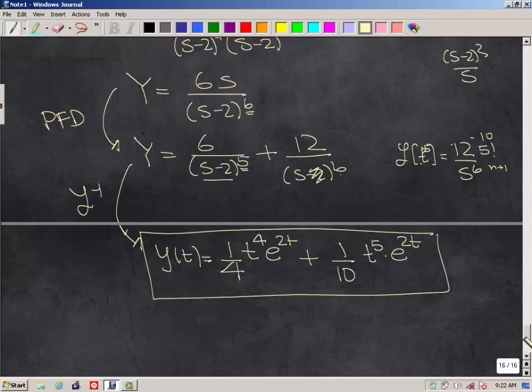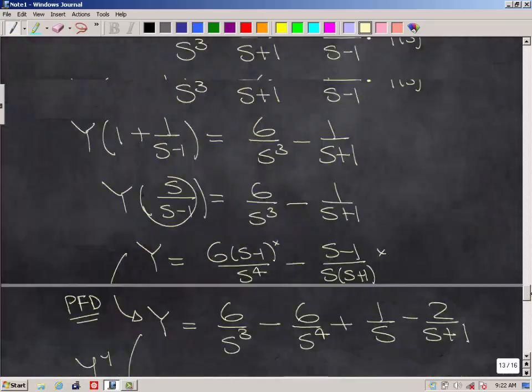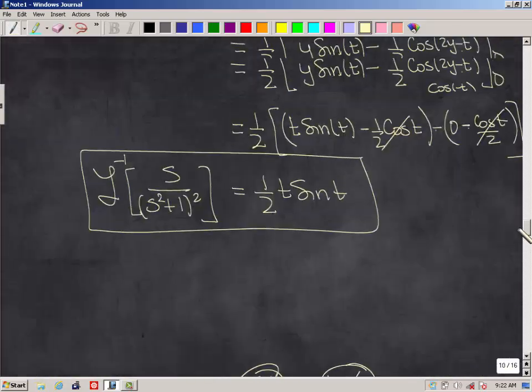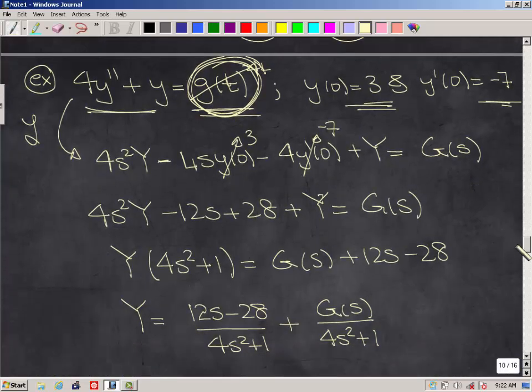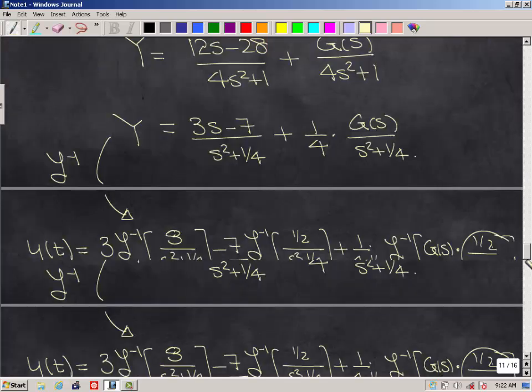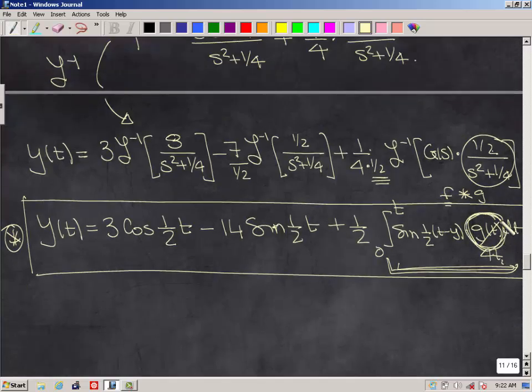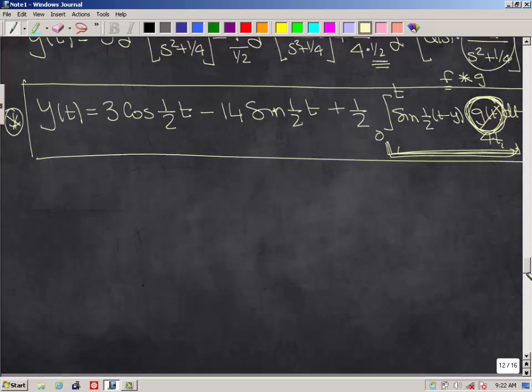Okay, so this is what convolution lets us do. It lets us take inverse of products of transforms like we did. It also lets us solve differential equations where the forcing function is unknown at the start, so we can come up with a generic solution, and then we can just replace whatever forcing function we have, and then we just need to do one integral instead of resolving the problem constantly.